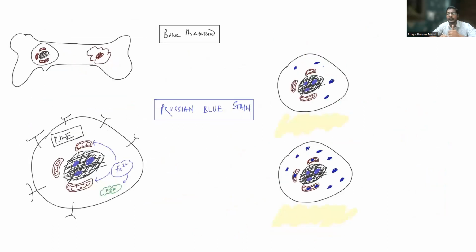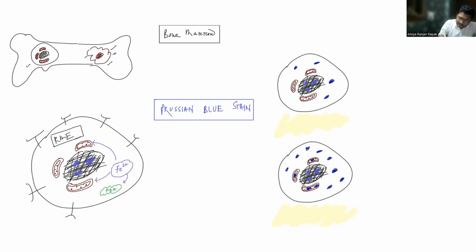Okay, so we have discussed what happens in the duodenum, we have discussed what happens in the macrophages. Now we'll discuss what happens inside the bone marrow. I have told you in the bone marrow, the iron will be taken up by the developing erythroblast and by the macrophages. This I have already discussed for macrophages. Now we'll see what happens in the erythroblasts.